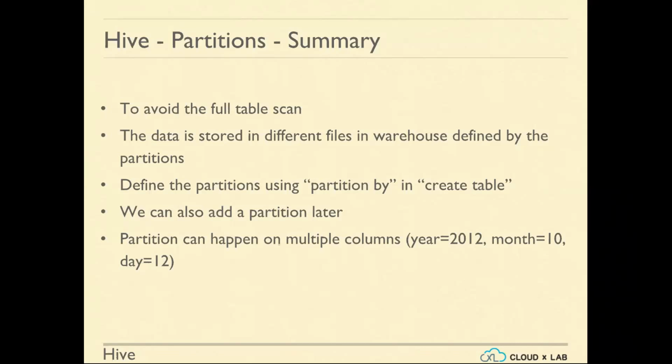A question from Noor is how are the actual files named? For every column it creates a hierarchical folder structure. It'll create one folder called year equals 2012, and then another one called month equals 10 inside the year folder, and so on. Whatever partitions we keep adding, it'll keep creating the hierarchical folder structure, one partition inside another. So take a look at it.